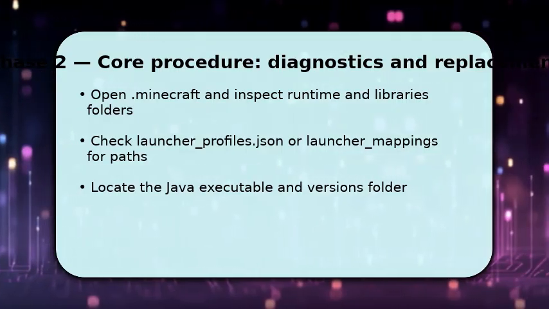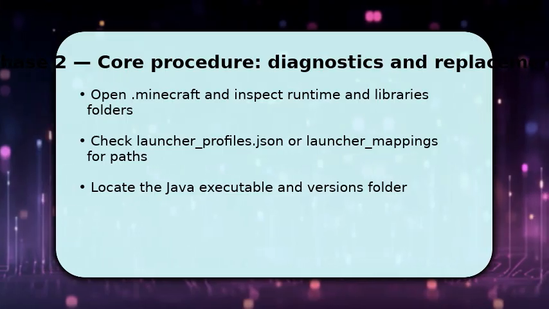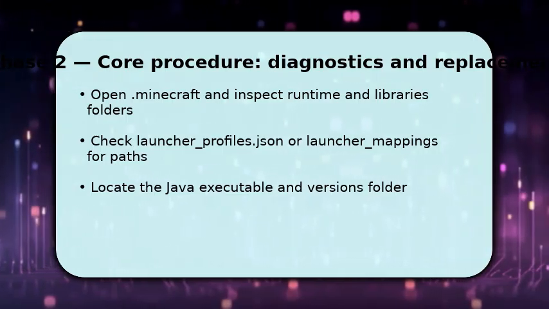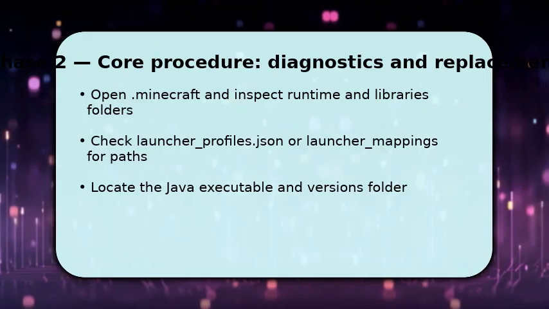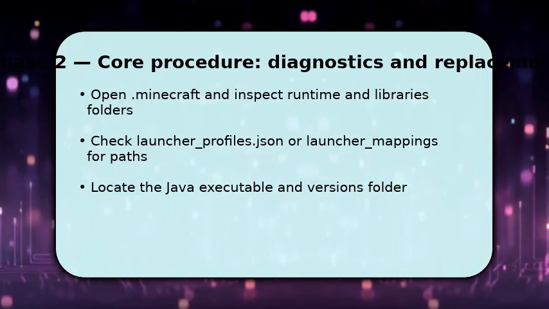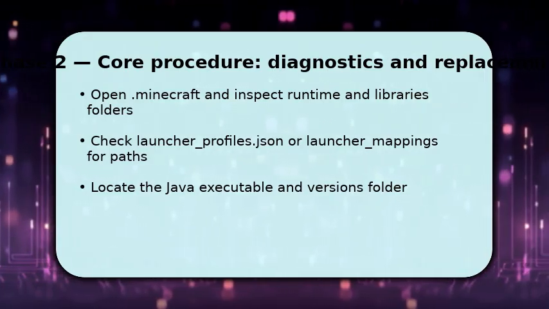Then open the Versions folder, pick the version you run, and examine its jar and JSON files. Those are the actual Java artifacts. Make sure file extensions are visible so you can spot them.